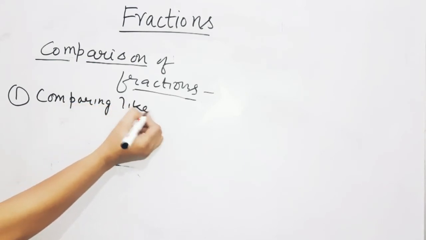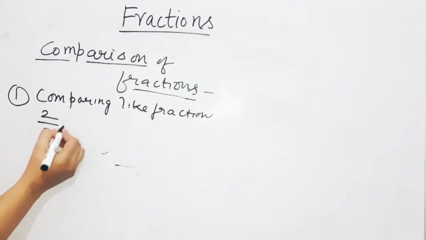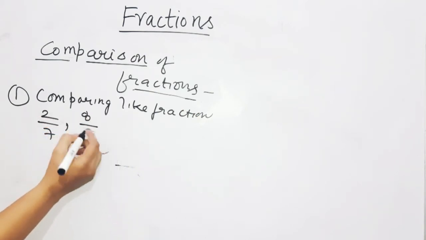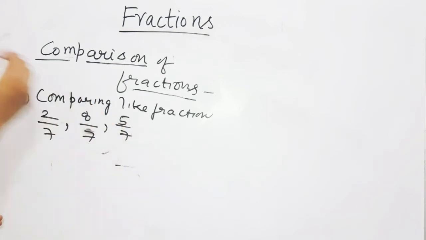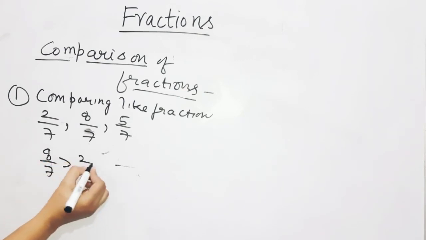Like fraction means the fractions which are having the same denominator, like 2 upon 7, 8 upon 7, 5 upon 7, right? So if they are having the same denominator, then it will be very easy for all of you to compare. The number which is having the numerator greater is the bigger fraction. See, the one whose numerator is bigger will be the biggest fraction. So if I talk about 8 upon 7 and 2 upon 7, which fraction is greater? Obviously 8 upon 7 is greater than 2 upon 7.